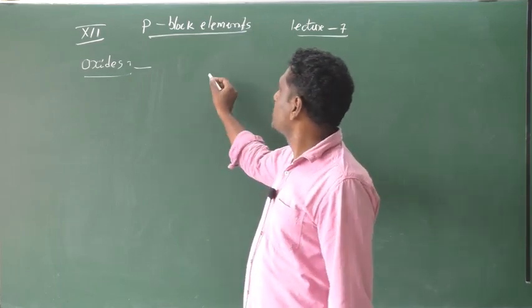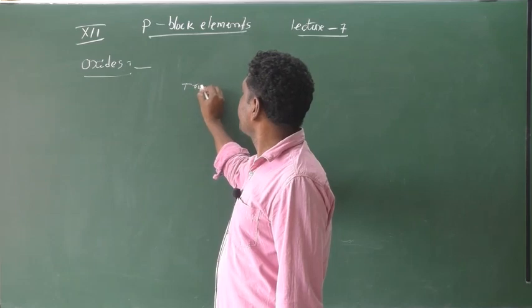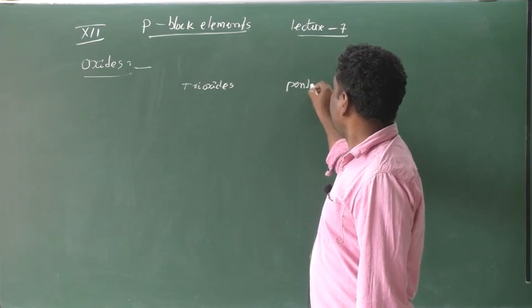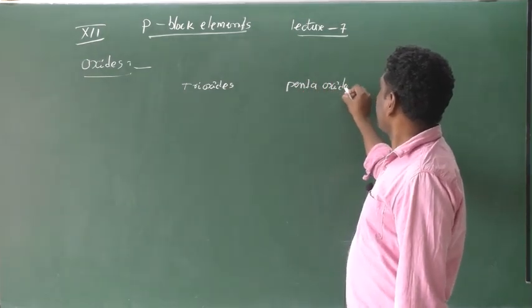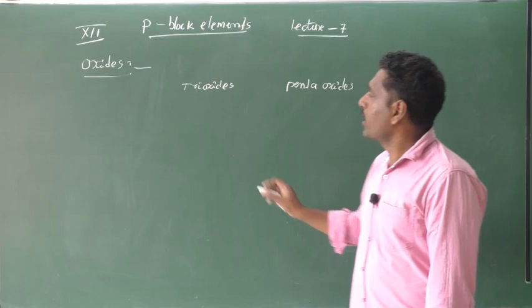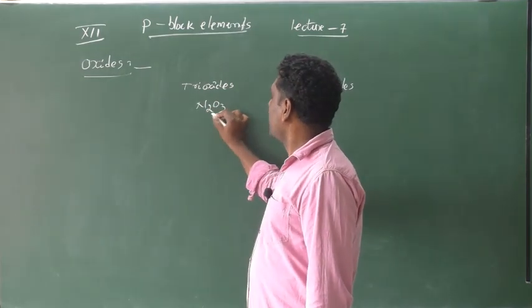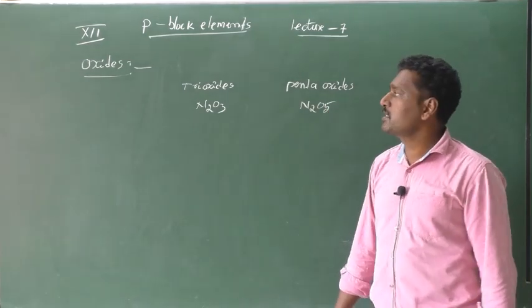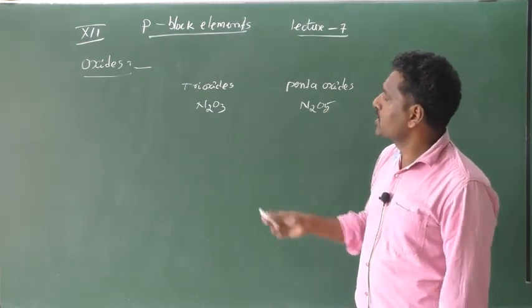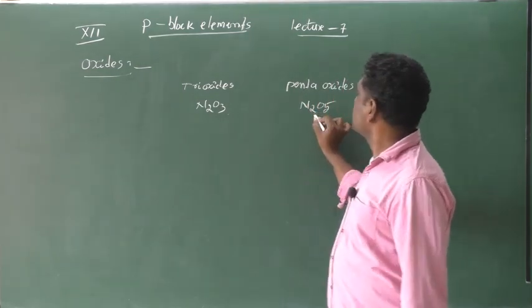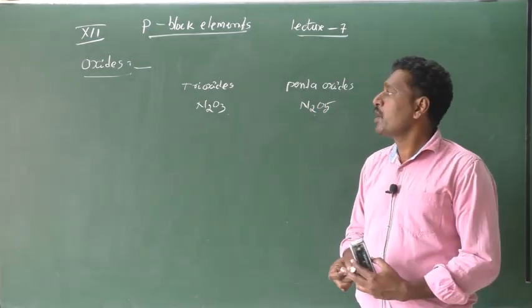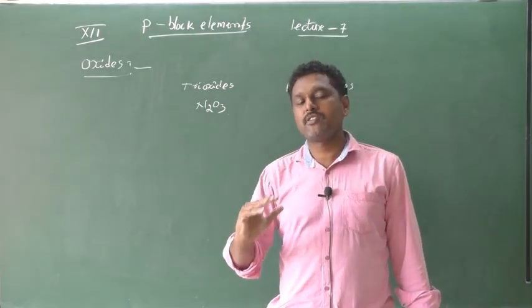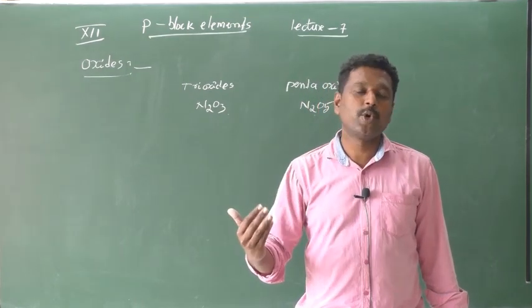These oxides are of two types: trioxides and pentoxides. Trioxide example N2O3, and pentoxide example N2O5. The general formula for trioxide is N2O3, for pentoxide N2O5. Now we'll discuss the oxides of nitrogen, phosphorus, arsenic, antimony, bismuth.